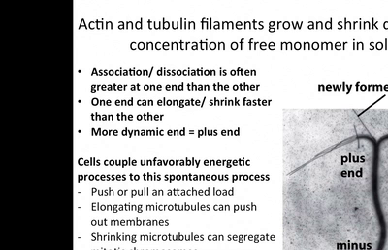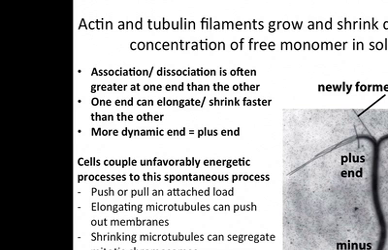Okay? So dissociation or association is often greater at one end than at the other, right? Association is always greater at the plus end, and dissociation is always greater at the minus end. One end can elongate faster than the other, and one end can shrink faster than the other. The more dynamic end is always the plus end, so that's the end that is usually growing rapidly.